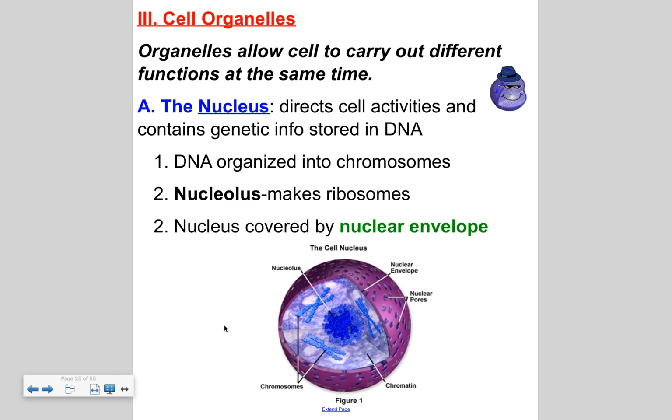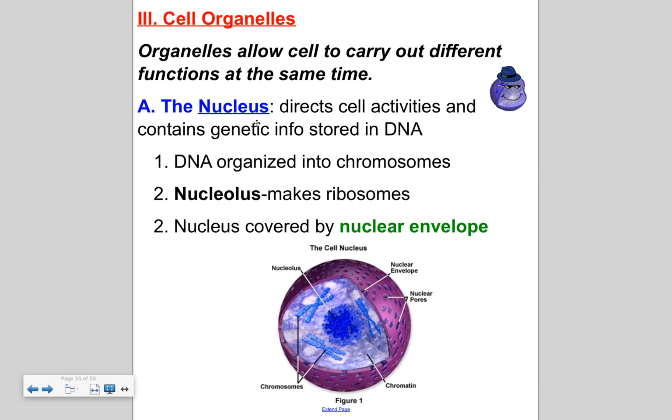So today we're going to focus on cell organelles. Now, if you look at the word organelles, it actually has the word organ in it. So you can kind of think of these as structures or organs that the cell has to help them carry out different functions at the same time. So organelles allow cells to carry out different functions or jobs at the same time.